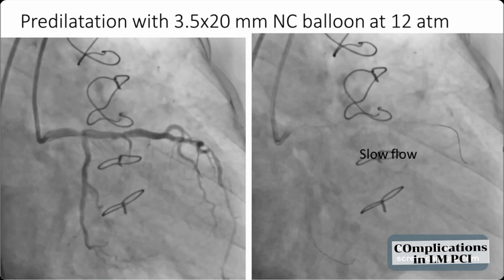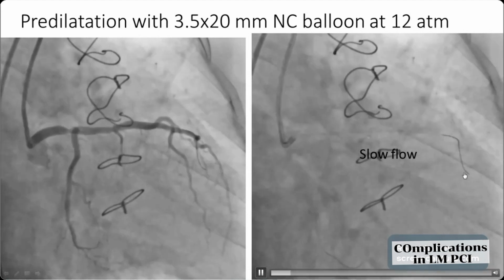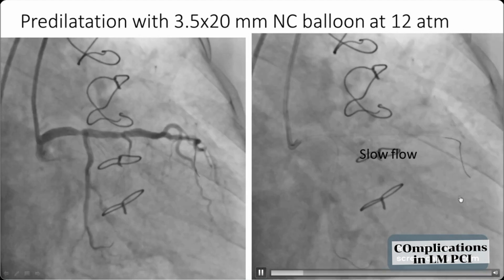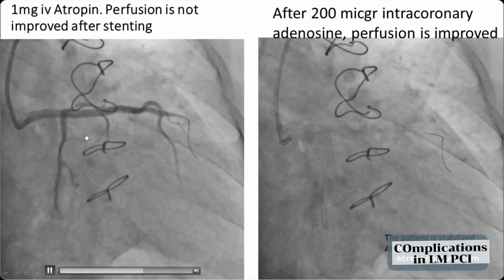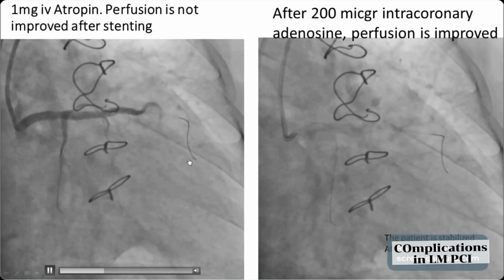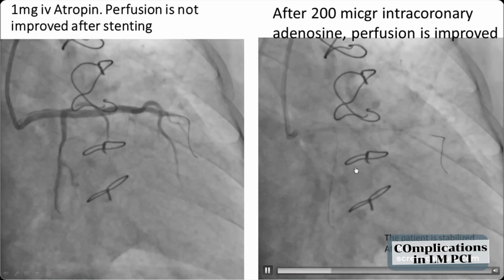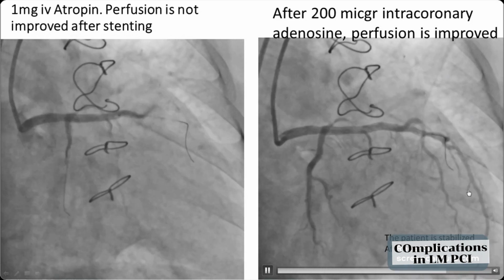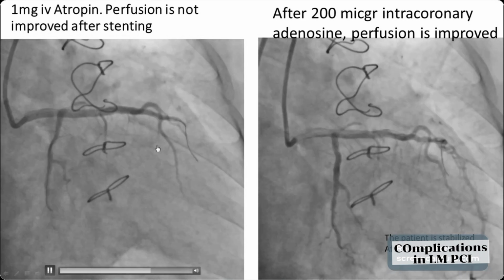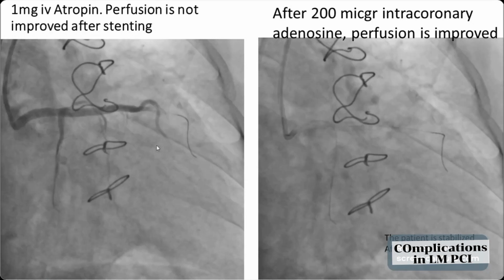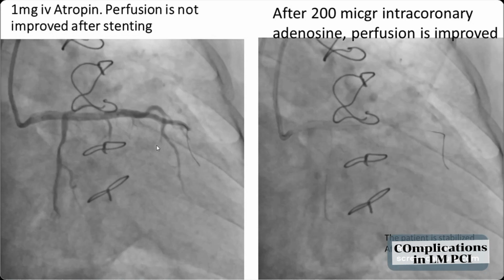And we predilated the lesion. The patient felt chest pain after predilatation. There is slow flow in both circumflex and LAD. We put the stent, but after the stent, it wouldn't improve, and we applied intracoronary adenosine, and perfusion improved suddenly, and also bradycardia and hypotension improved after the treatment of no-reflow.